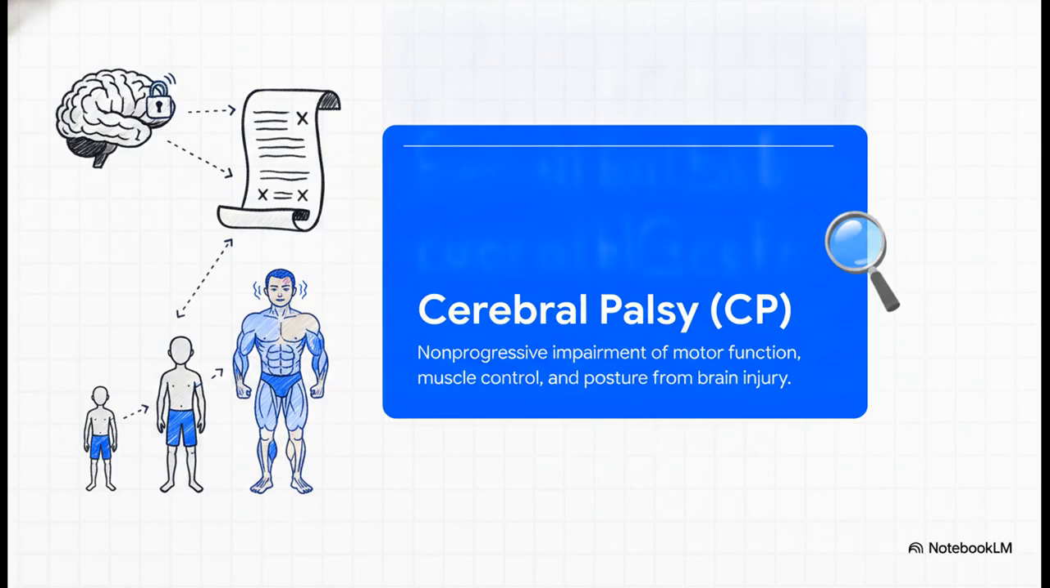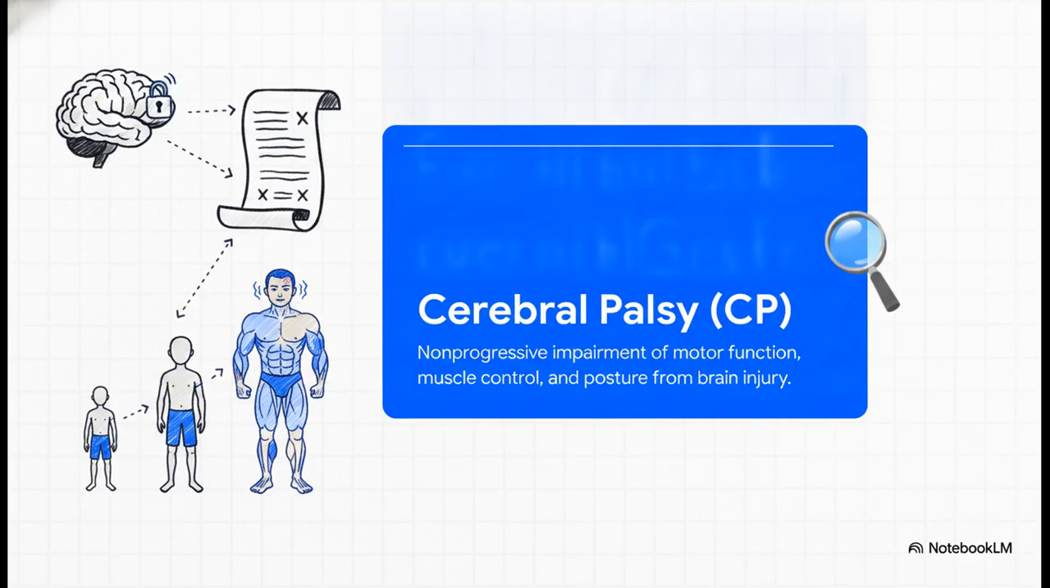To really grasp cerebral palsy, or CP, we absolutely have to understand the difference between a static brain injury and a growing child's evolving needs. By definition, CP is a non-progressive impairment of motor function, muscle control, and posture. And honestly, the key word you've got to lock in on here is non-progressive. Think about the brain injury itself like a static blueprint. That blueprint was drawn up with some errors, maybe due to prenatal hypoxia or an early infection. And listen, that blueprint doesn't change. It's done. But the child is like the actual building being constructed from that blueprint.